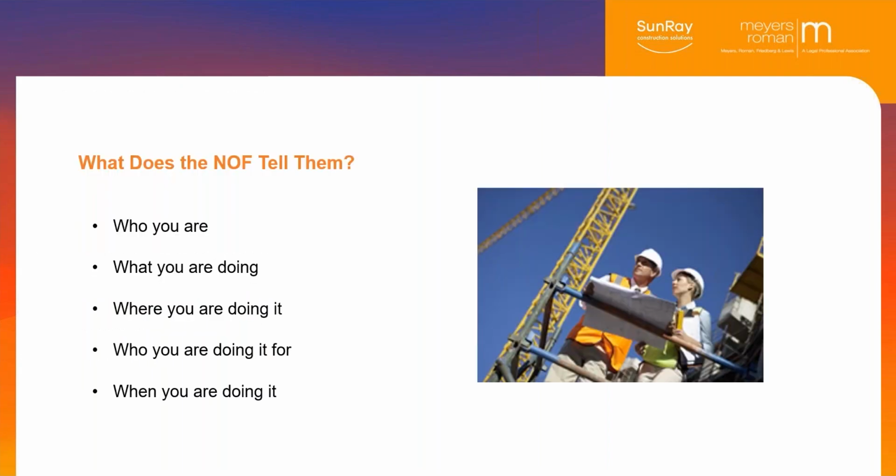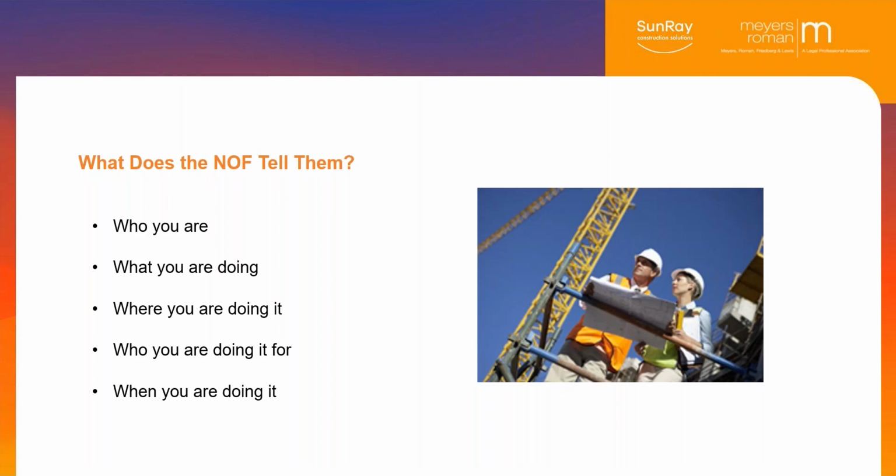What is it? It's a letter, essentially. It tells them who you are, what you're doing, where you're doing it, which project, who you're doing it for. So if you're a supplier to that mechanical contractor I mentioned, you're going to say, well, I'm working for 123 Mechanical, and they're working for XYZ general contractor, and we're doing it at the Cleveland Clinic. Well, how many projects are going on at the Cleveland Clinic? You want to be sure that you're telling them which one, so they can get you on the right list.